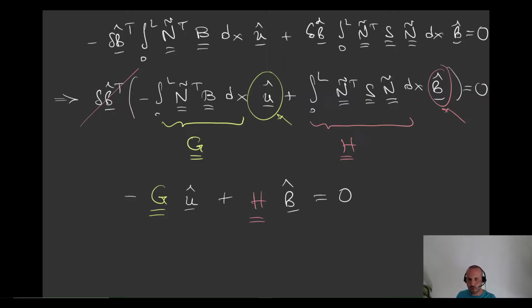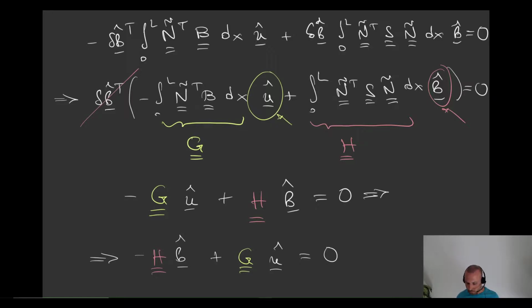Now, in order to be actually keeping the same notation as in the PDF handouts, I would like to multiply this equation with a minus. So we're going to obtain here basically minus H times beta plus G times u is equal to 0. Okay, so we obtain this equation here.